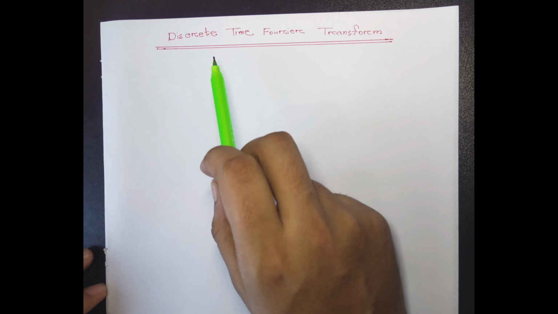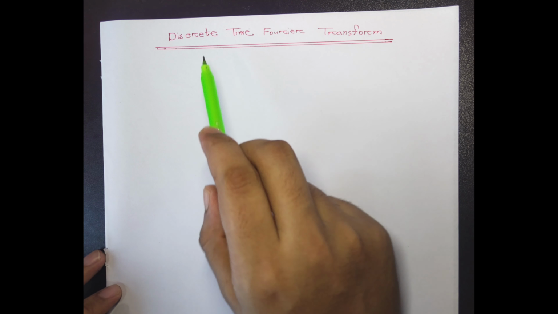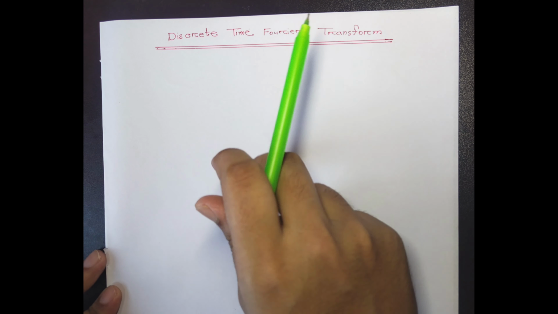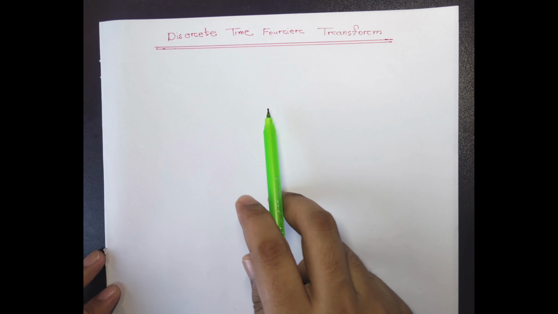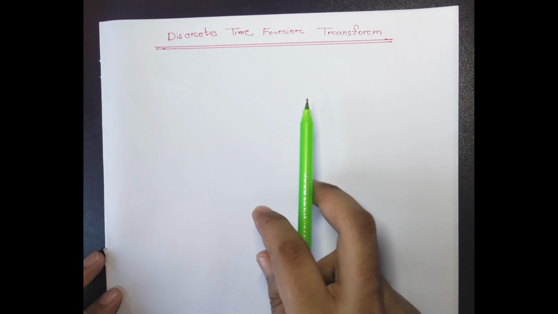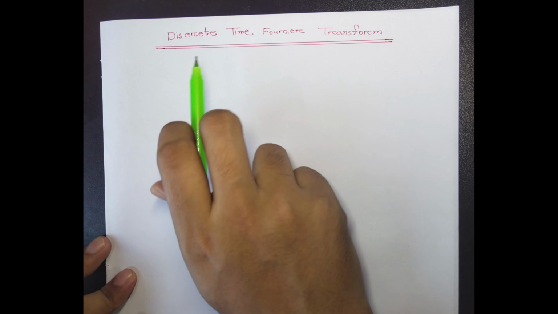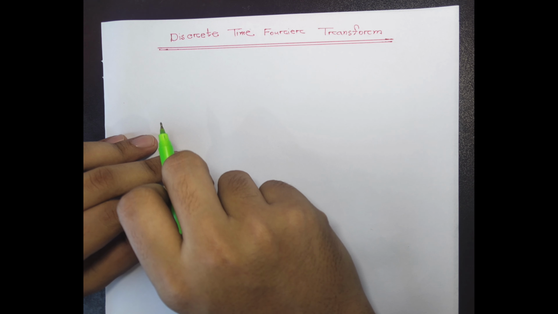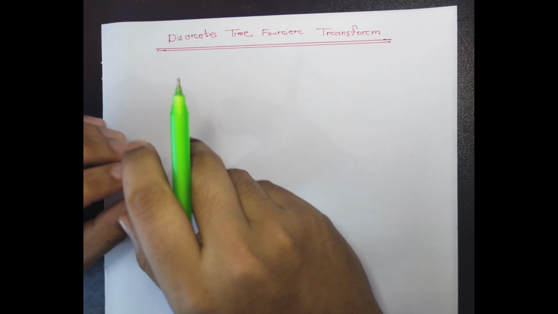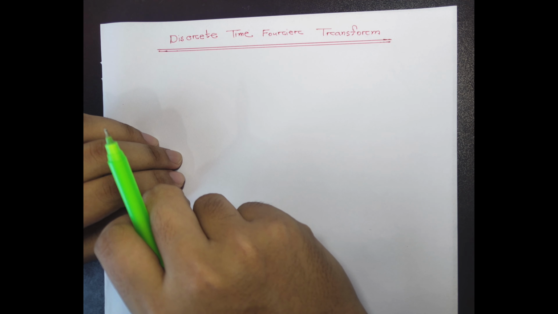In this lecture, I will explain the basic concept of the discrete time Fourier transform. Actually, the discrete time Fourier transform, DTFT, is a mathematical transform used in signal processing to analyze the frequency content of discrete time signals. It converts a discrete time signal, which is a sequence of numbers, into a continuous function of frequency.